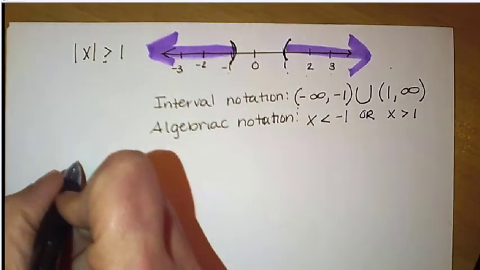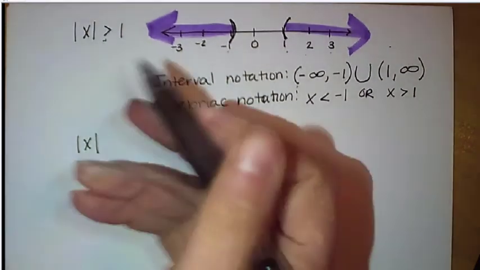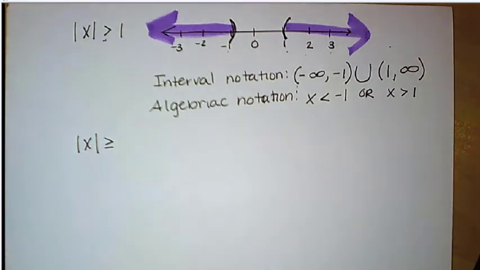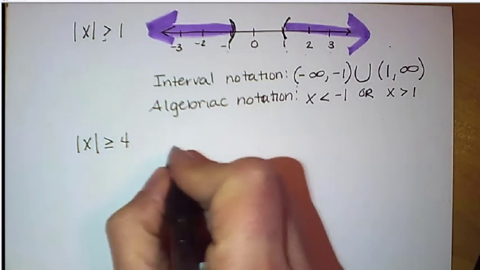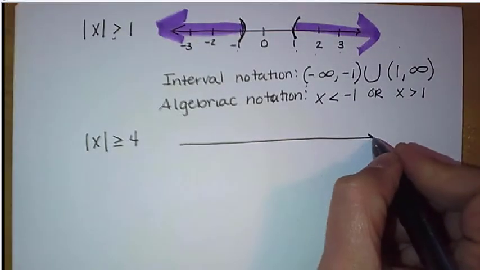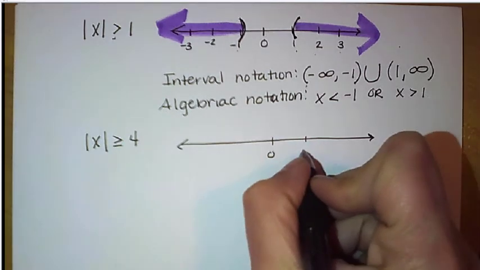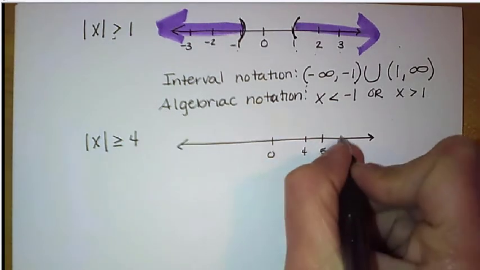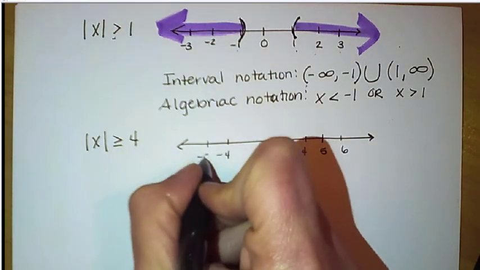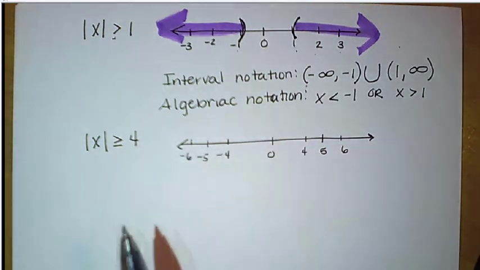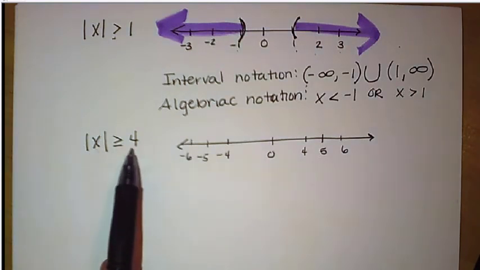Alright, one more thing we want to look at before we start doing some examples is what happens when x is greater than or equal to, let's say, 4. Again, thinking about our number line, here's the number 0. I'm going to cheat a little bit on this, and let's just label from -4 out. Again, we're wanting the absolute value of x to be greater than the number 4.